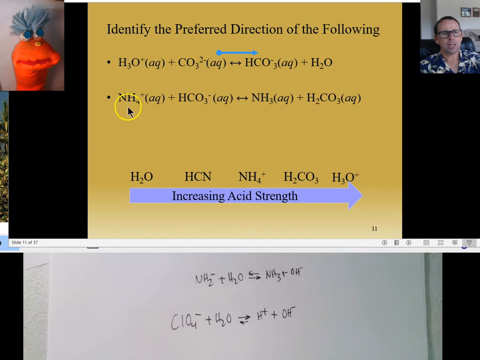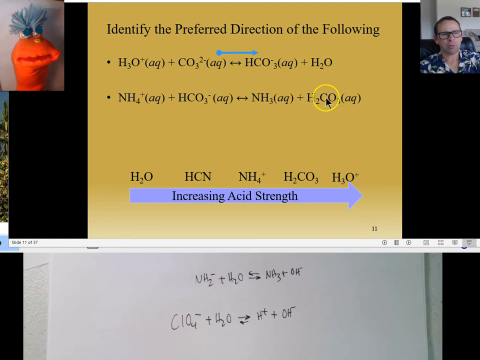All right, NH4 plus, HCO3 minus, right? NH3 and H2CO3. H2CO3, it's on this list in terms of strength of acids. NH4 plus is a weaker acid. Going to the right here, we're asking NH4 plus to give that hydrogen to HCO3 minus.